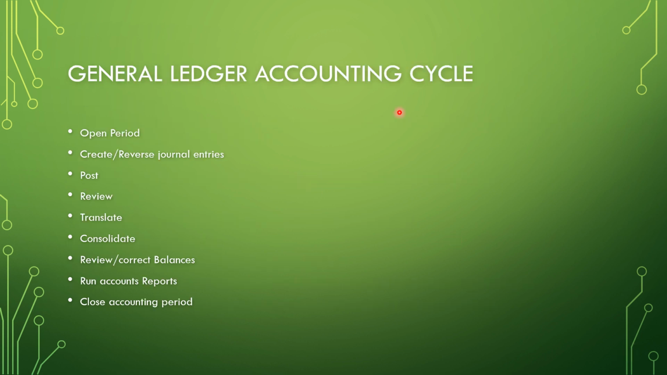General ledger accounting cycle. There is a cycle every month, at month end. Day one, you open the period once the previous period is closed. Create or reverse journal entries: you create a journal entry, and if it is wrong, you can reverse it. Post: once the journal is created, you can post. And review: this is the post review by management, analysis, etc. Translate: as I said, translation, we can run a report.